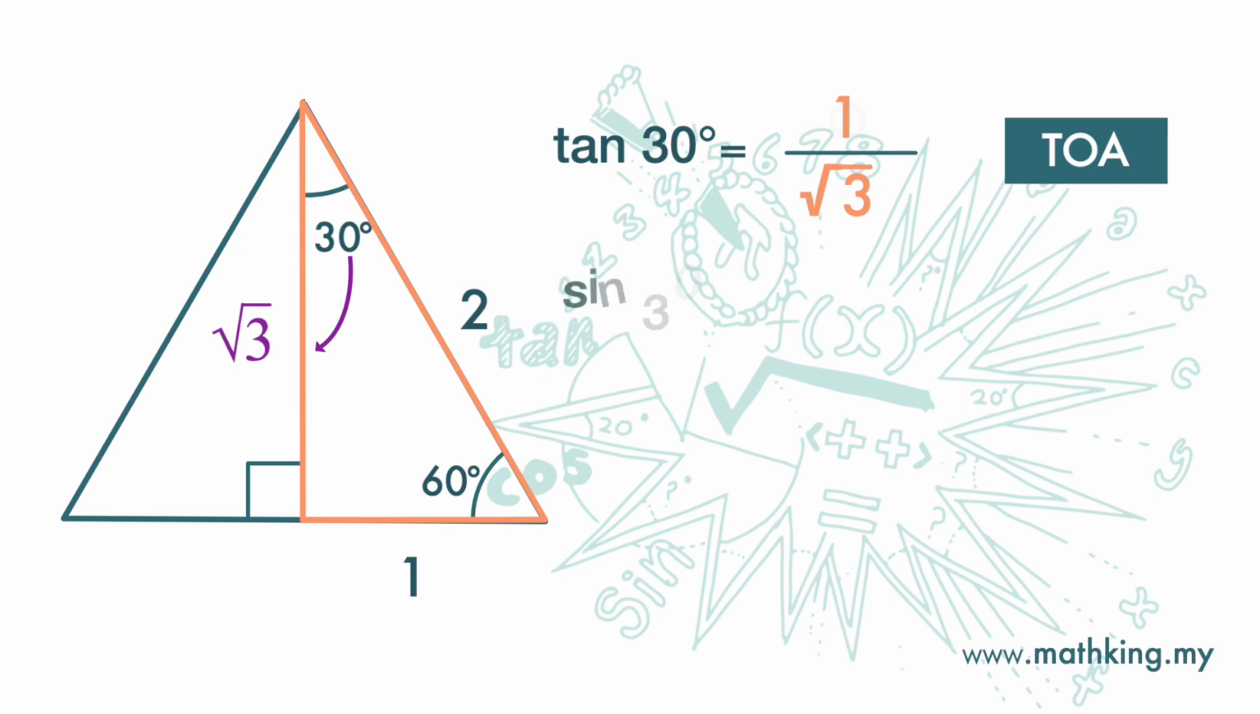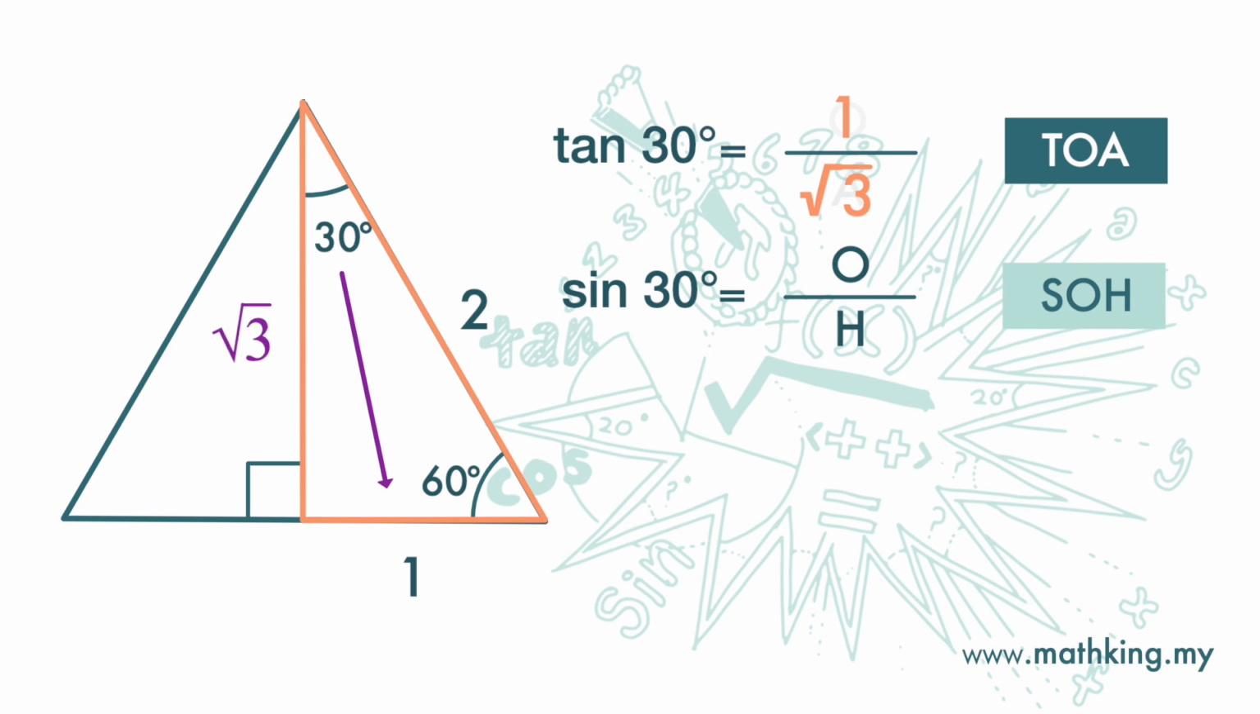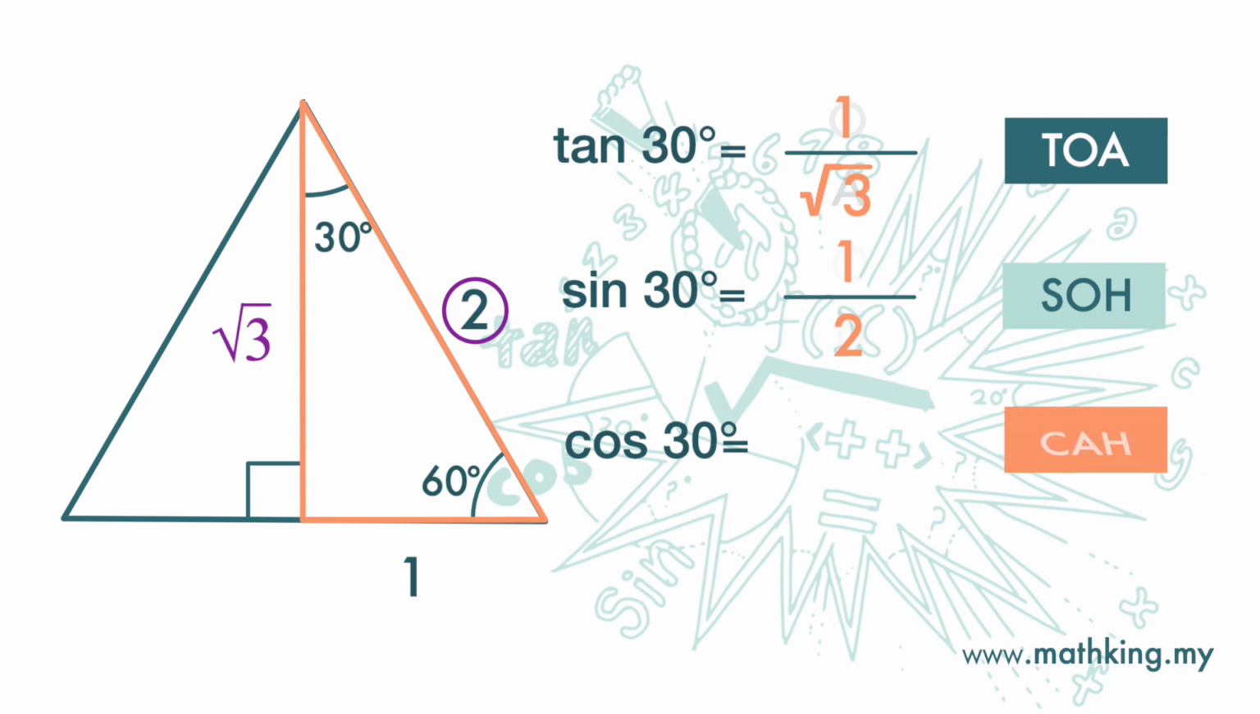Next, sine 30 degrees. Sine is SOH, opposite over hypotenuse. The opposite of 30 degrees is 1. The hypotenuse is 2. Then, cos 30 degrees. Cos is CAH, adjacent over hypotenuse. The adjacent of 30 degrees is square root 3. The hypotenuse is 2.